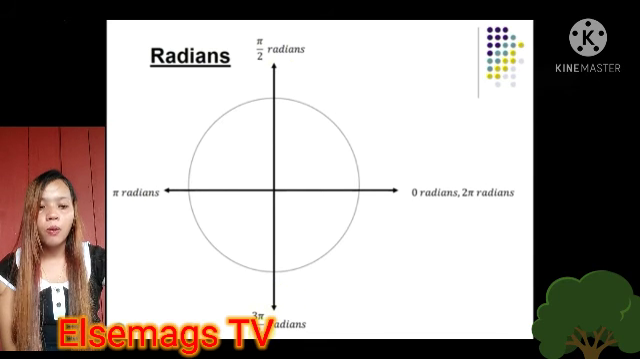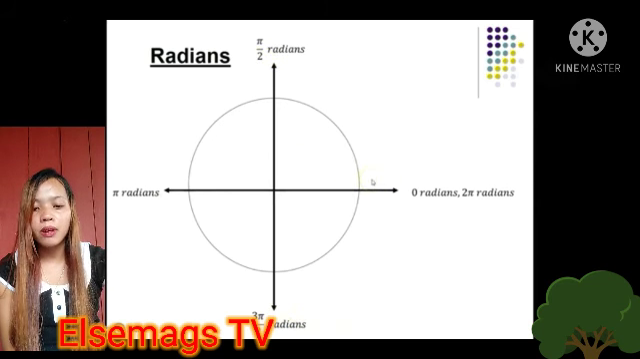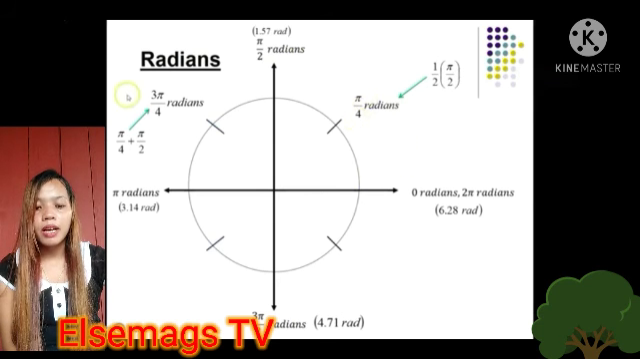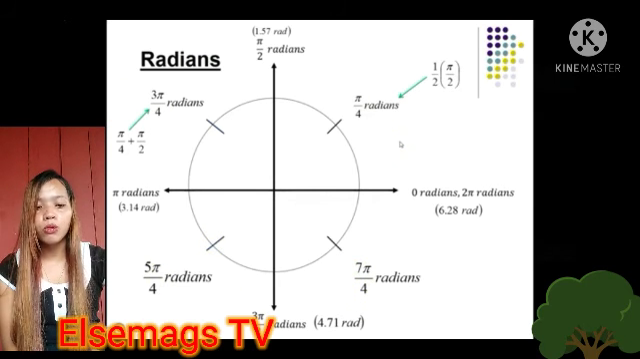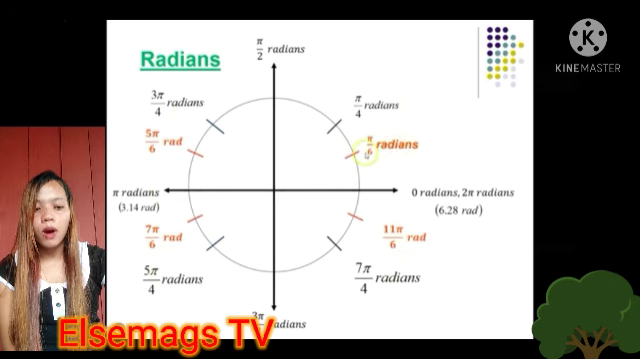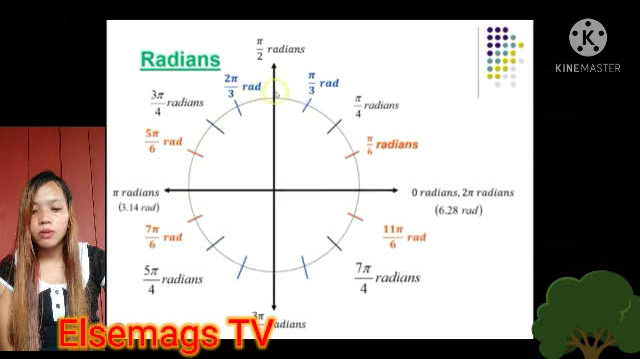Next, we add more special angles, 45 degrees. Pi over 4, 3 pi over 4, 5 pi over 4, and 7 pi over 4, which are multiples of 45 degrees. And adding more special angles, we have 30 degrees, which is pi over 6, and these are 150, 210, and 330 degrees. Next, we have 60 degrees, then 90, 180, 270, 240, and 300 degrees. These are the values in radians.